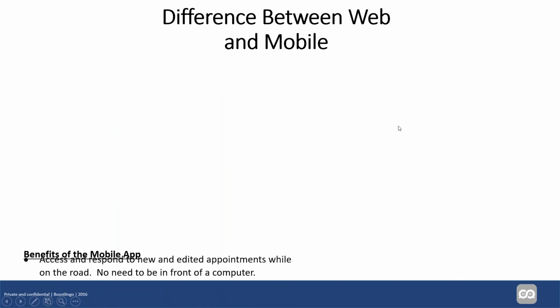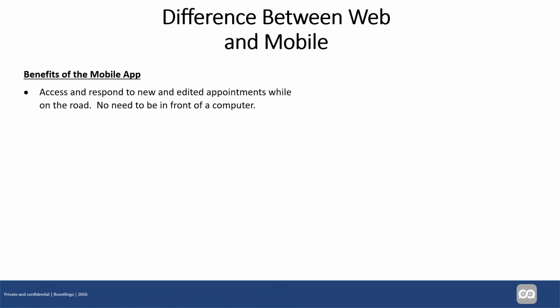So a couple of quick things, differences and benefits between web and mobile. The benefits of the mobile is that you have access and you can respond to appointments while on the road. With the web portal, you have to be logged in through a computer. Now there are notifications that will be sent to you. You will be receiving notifications on your phone, so you don't always have to be logged in, but having the mobile app is extremely useful because you can respond to and type and text and communicate directly from your mobile phone. So meaning you can be anywhere you are and communicate and accept appointments.